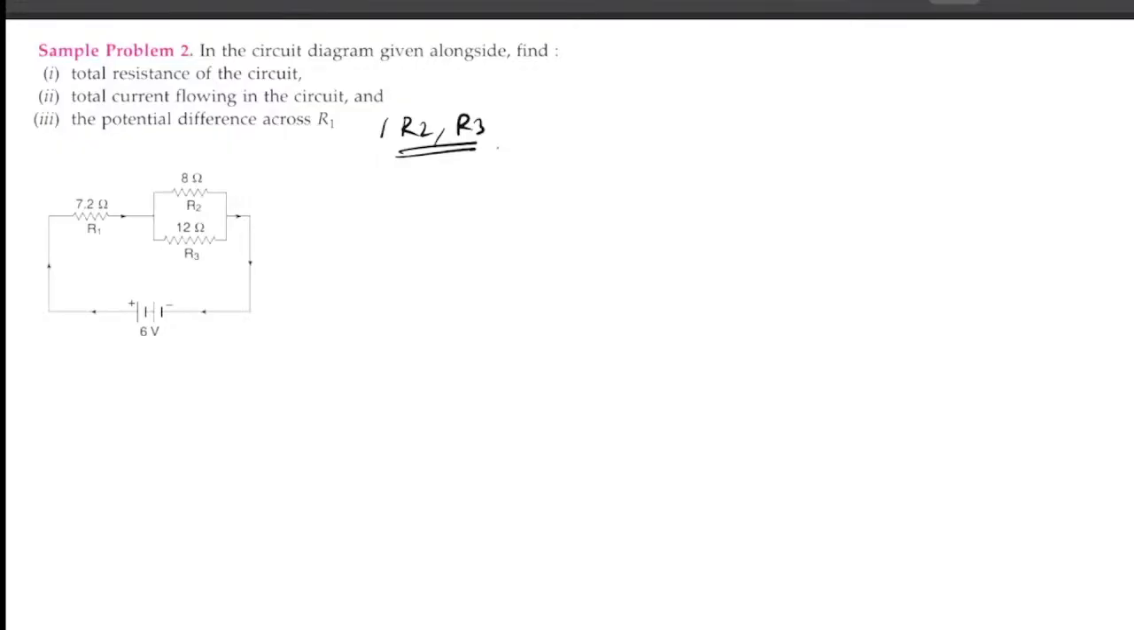Yes, can we have the value of the total resistance? By the way, this is also the sequence in which we are supposed to answer the question. First of all, we need to find the common values, that is total resistance or total current. After that, once we have the value of these things, then we can go into the individual value of potential difference across a single or multiple resistors.